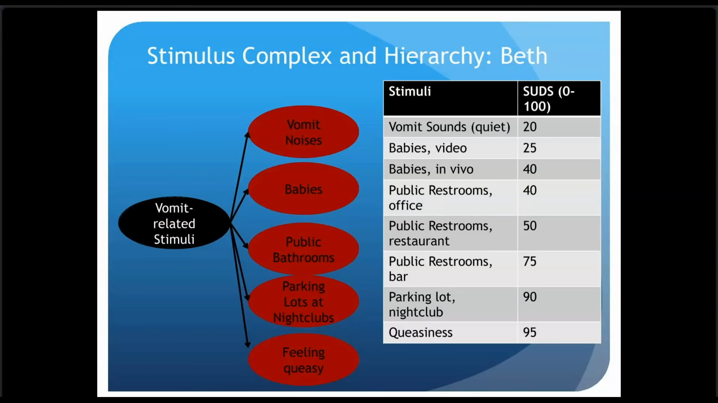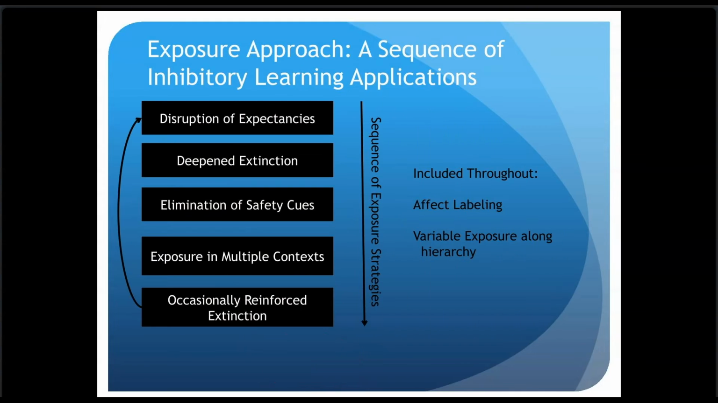She would sometimes struggle with the public restroom at the office where I was seeing her. Public restrooms at a restaurant, at a bar or nightclub where alcohol consumption and the inability to hold it down, those were issues. And then the physical experience of queasiness, that was maybe the highest level because that was the harbinger of potentially vomiting.